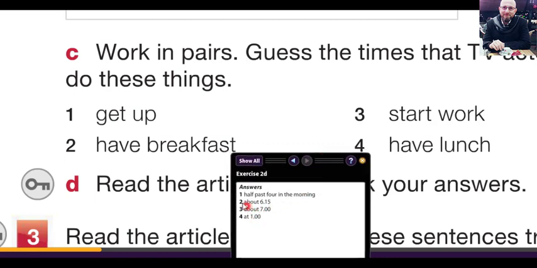Okay, so number one, get up 4:30 in the morning, have breakfast about 6:15, start work about 7 o'clock, and have lunch at 1 o'clock.